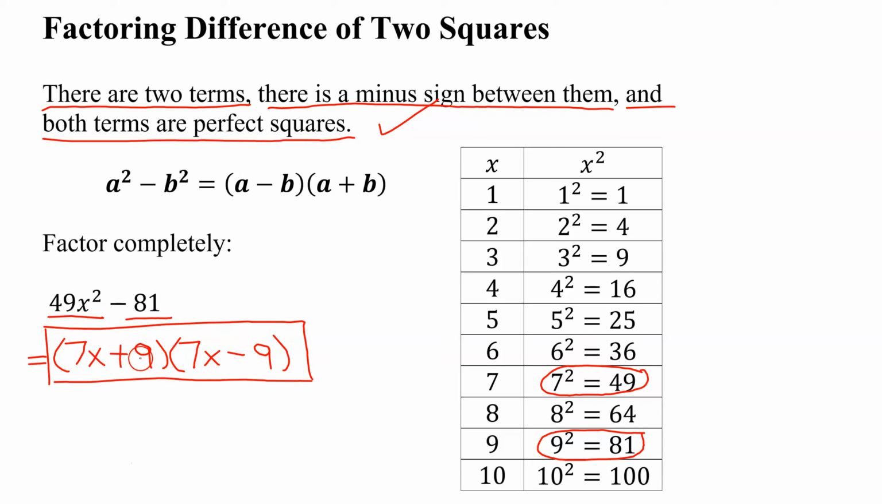And don't forget, how do you check every factoring problem? You multiply out the answer. So if I FOIL out these 2 binomials, I should end up with my original expression.